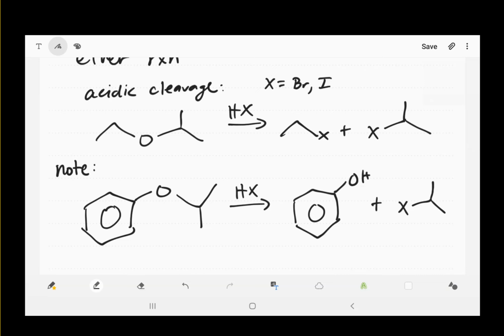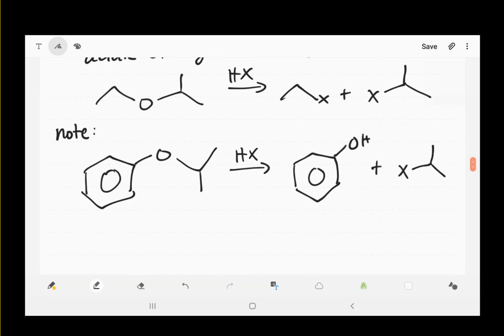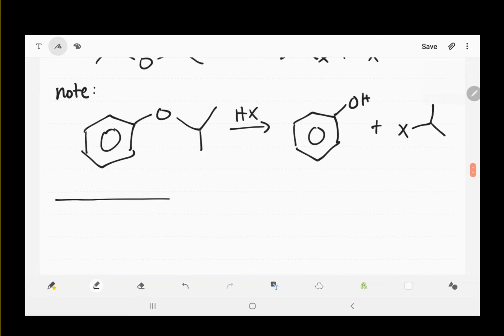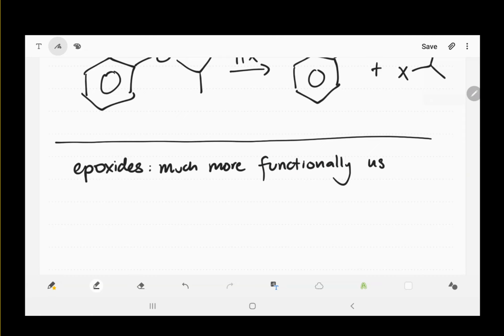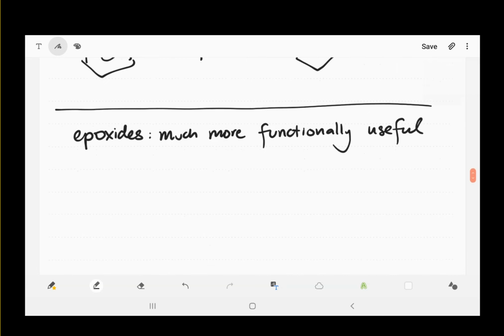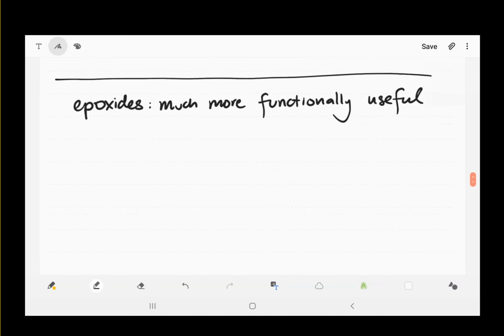Alrighty. Well then, let's talk about epoxides. These ones are actually much more functionally useful. Do we remember how to make epoxides? Probably not, but we have two ways to do it.